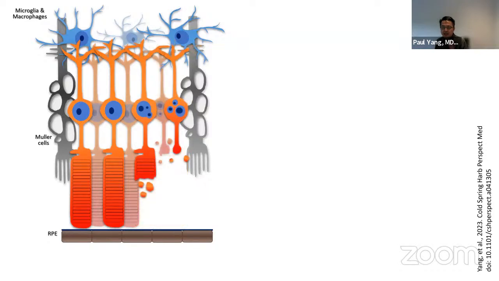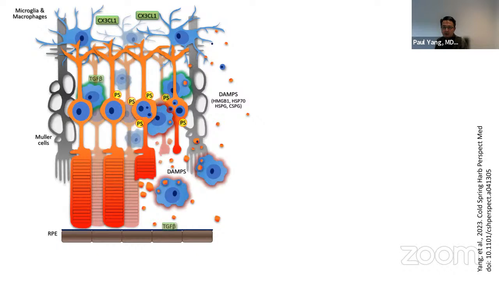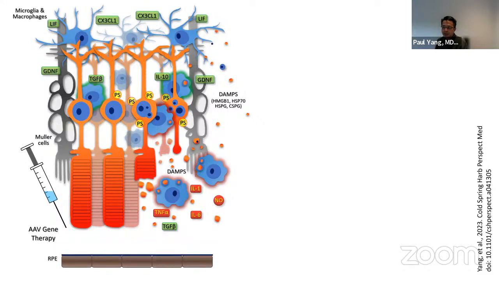So you saw this diagram already. I'm going to get it to the point where we've got retinal degeneration. We talked about that already, but now we introduce gene therapy.